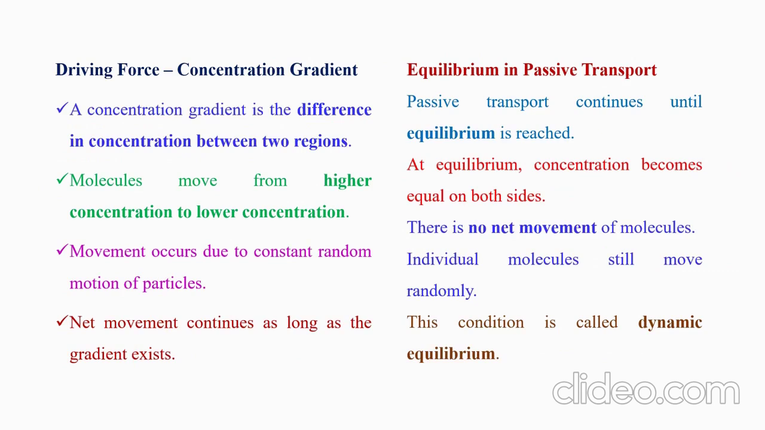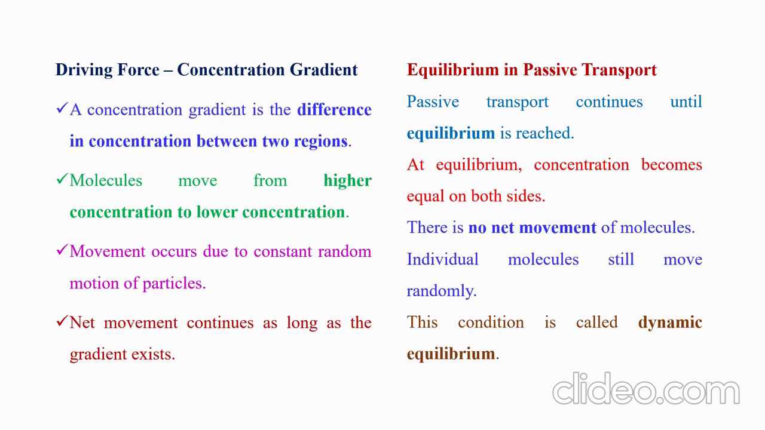The driving force behind passive transport is the concentration gradient, which refers to the difference in concentration of a substance between two regions. Molecules tend to move spontaneously from an area where they are highly concentrated to an area where they are less concentrated. This movement occurs because particles are in constant random motion and naturally spread out to achieve uniform distribution. As long as a concentration difference exists, net movement will continue in the direction of lower concentration.